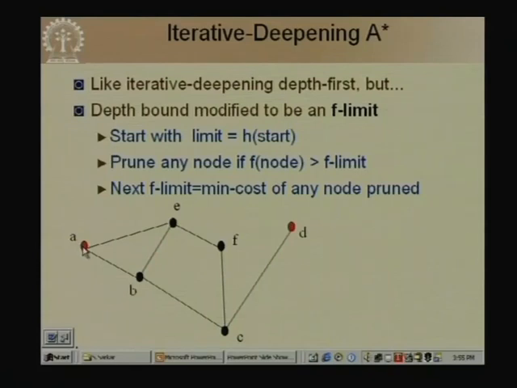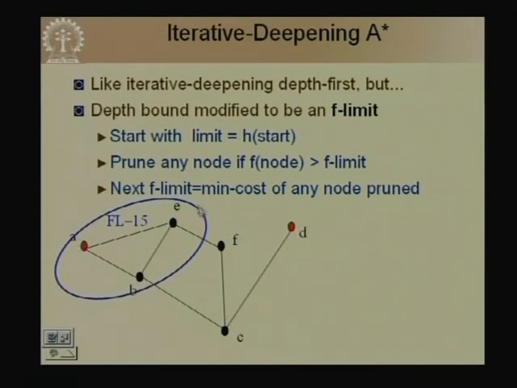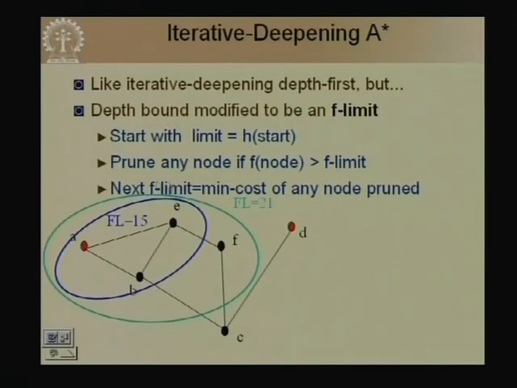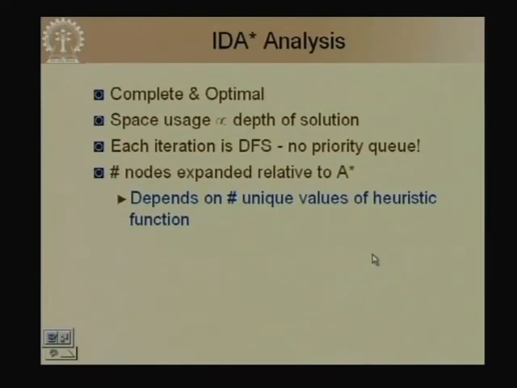So, we start from node A here, and we have to reach node D, which is a goal node. We first set the f limit as 15 and we expand these nodes in a depth first manner. Then we set the f limit as 21, and then we expand these nodes, and then we change the f limit, and then we expand all the other nodes.